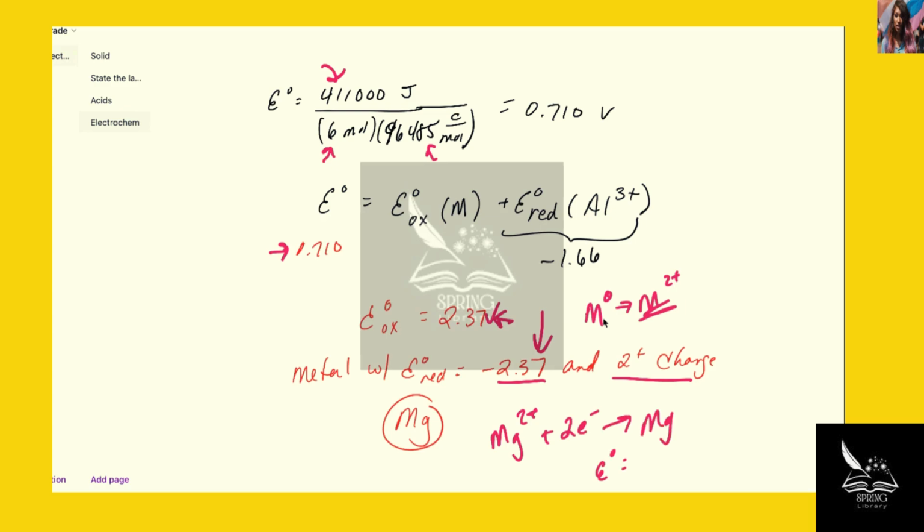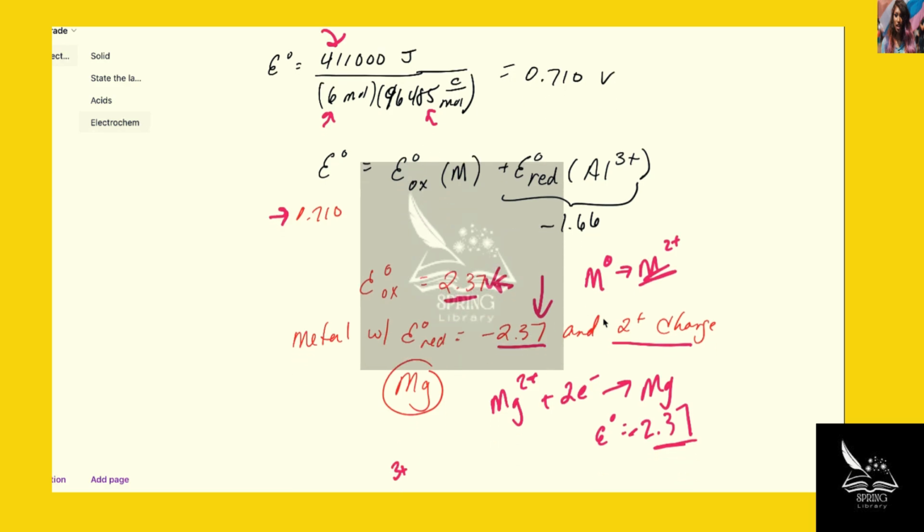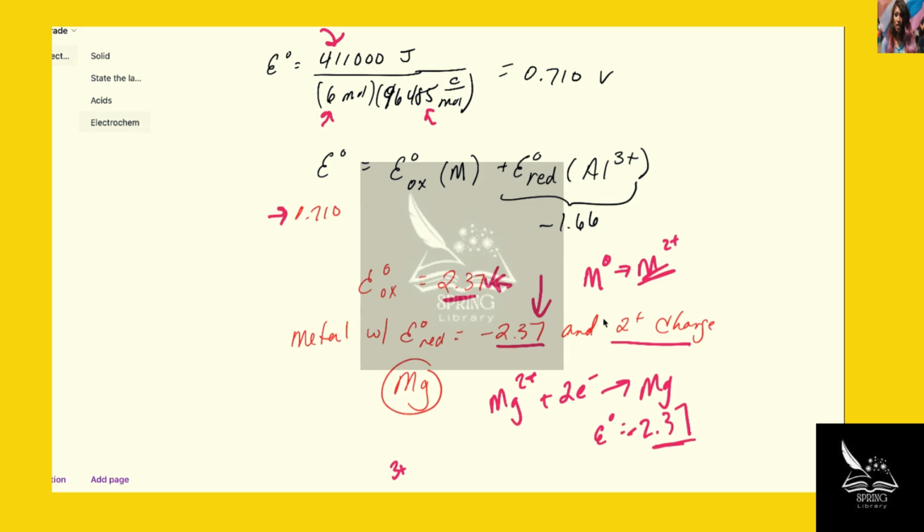E0 is negative 2.37. Even though we calculated a positive here, that was the oxidation potential, so we needed to look for negative 2.37 in the reduction potential table. Now, there is another metal given that has a 3+ charge, and that has an E0 of negative 2.37. But again, we know from the problem that the metal is going from 0 to 2+, so that tells us that the answer has to be magnesium.